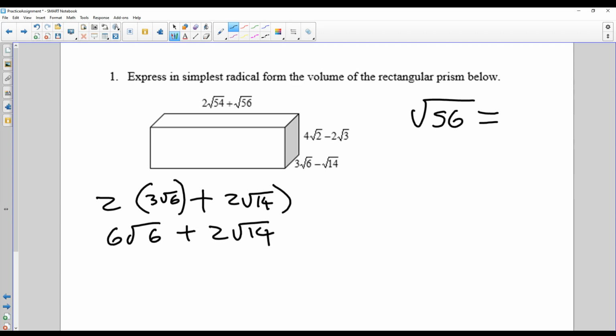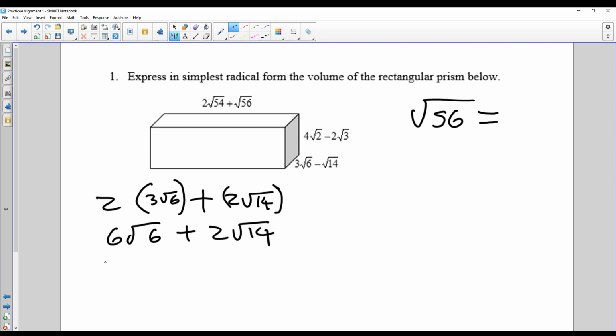Let me change that up. I'm saying too many things at once. Sorry. That's what confuses people. So I took the 2 and the 3 and multiplied them together to get the 6. So it's 6 root 6 plus 2 root 14.